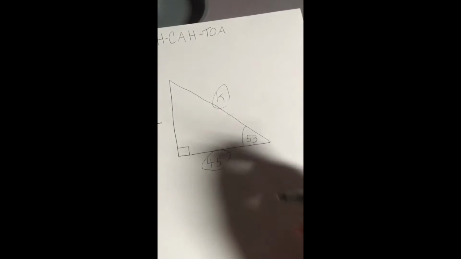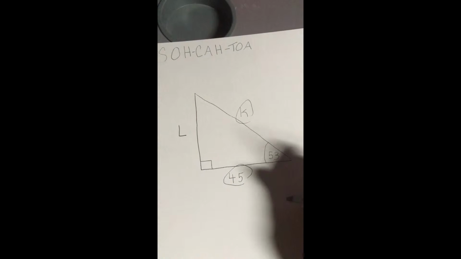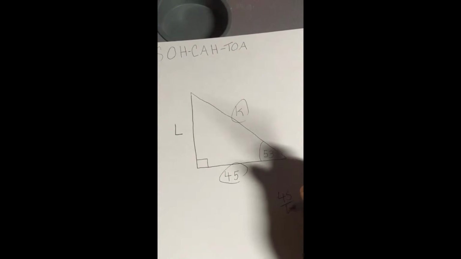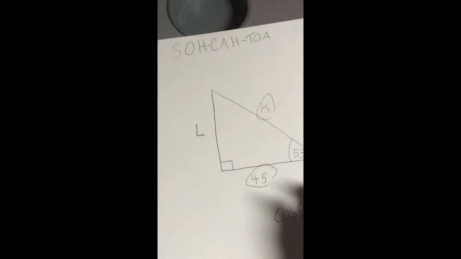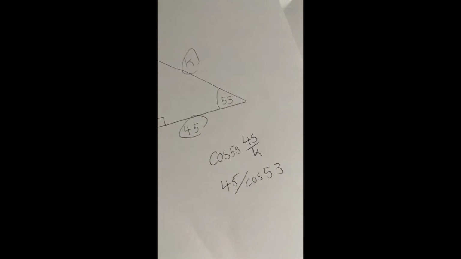So what we would do for cosine is we have to have adjacent over hypotenuse, so it'd be 45 over K. And we have cosine right here, 53. Okay, since K is on the bottom, we're going to be dividing, so you'd be 45 divided by the cosine of 53. And you'd plug that in your calculator, and it would give you 74.7.